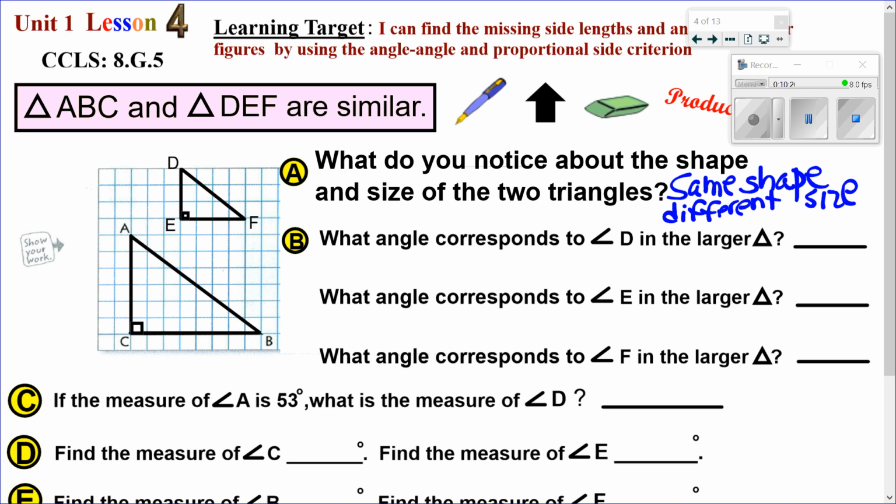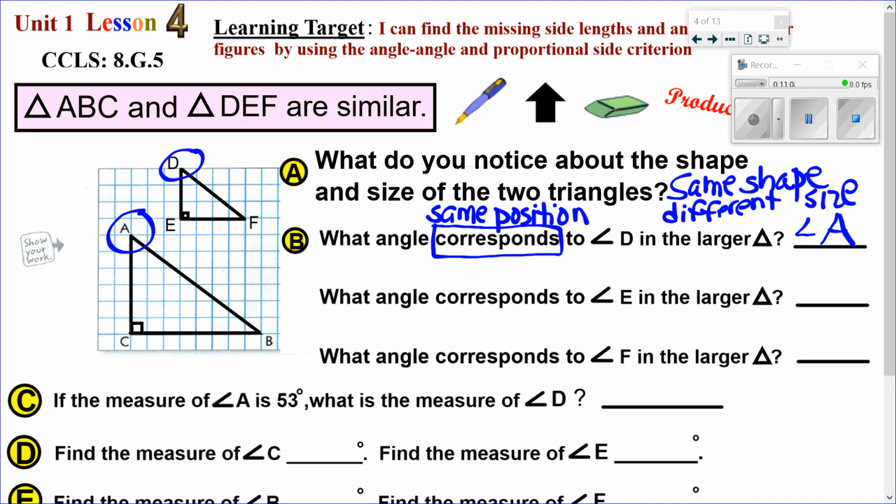So, what angle corresponds to angle D in the larger triangle? When we look at the word corresponds, we mean it holds the same positions. So I'm going to write same position. They're in the same spot. So I look at angle D, it's at the top. What corresponds to it? Angle A. It's in the same position. And we use this little arrow which means angle. So it's angle A.